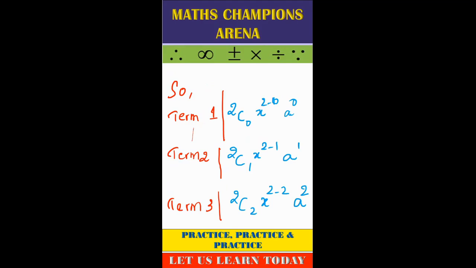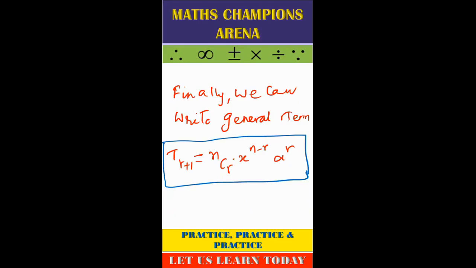Okay. Now, a little more on this. What is term 1? 2c0 into x power 2 minus 0 into a power 0. What is x power 2 minus 0? x square only. What is a power 0? 1. So the first term is left with 2c0 into x square only. Term 2, I can write as 2c1, x power 2 minus 1, a power 1. Similarly, term 3. But you should understand the order of increasing 2c0, 2c1, 2c2, where 2 remains constant because the power of the binomial expansion x plus a is 2. So ultimately, we can write the general term as T(r+1) is equal to nCr, x power n minus r, a power r. That means how many terms will we have? 3 terms. So T1, T2, T3. Okay, right.